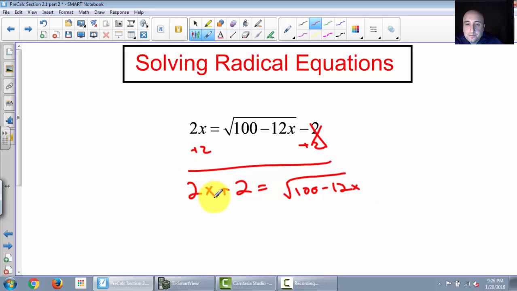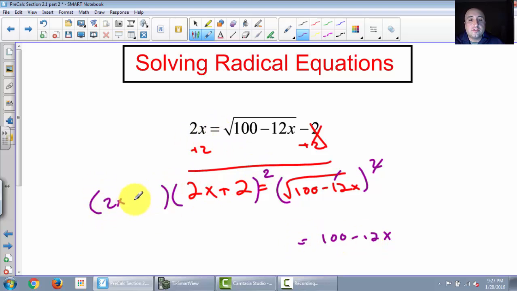All right. Now I can get rid of my square root. So how do I get rid of a square root? Square. Square the left. Power of 2, square root goes away. I'm left with 100 minus 12x is equal to... Now this says 2x plus 2 squared, so I have to FOIL 2x plus 2 twice. Let's FOIL and put my answer down here.